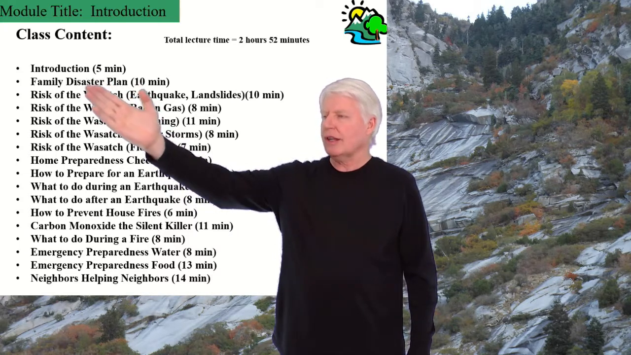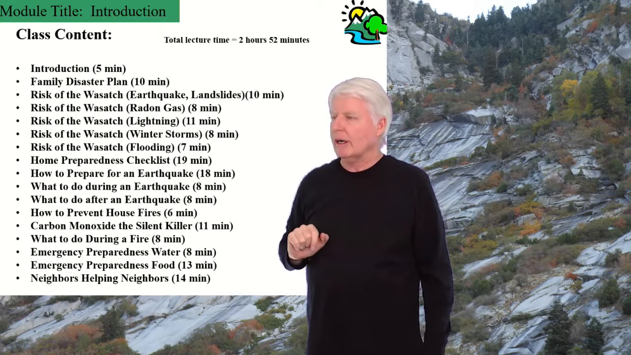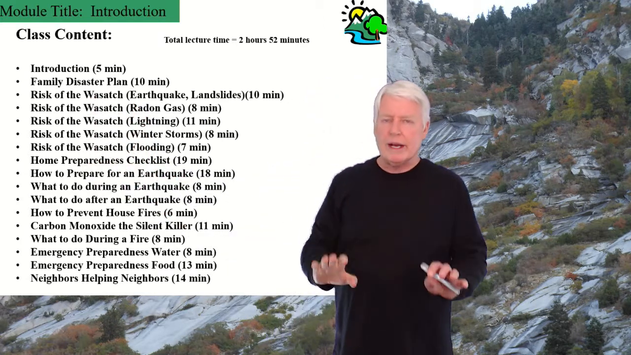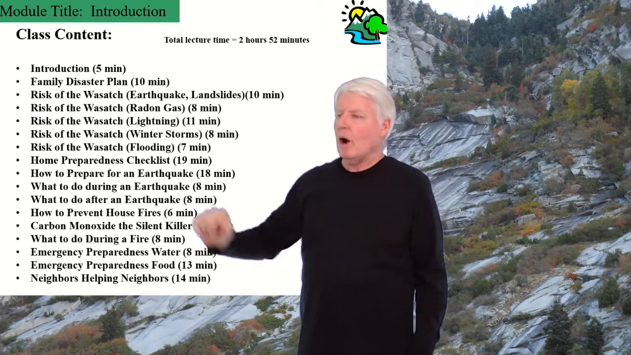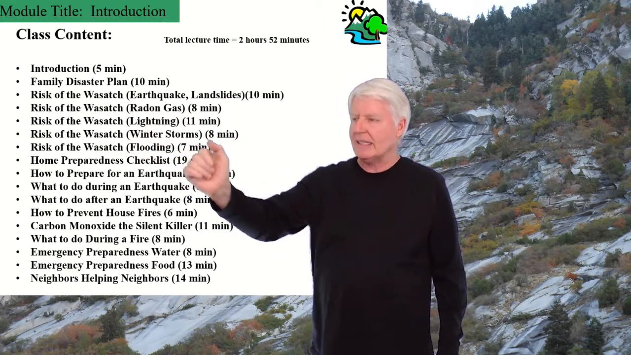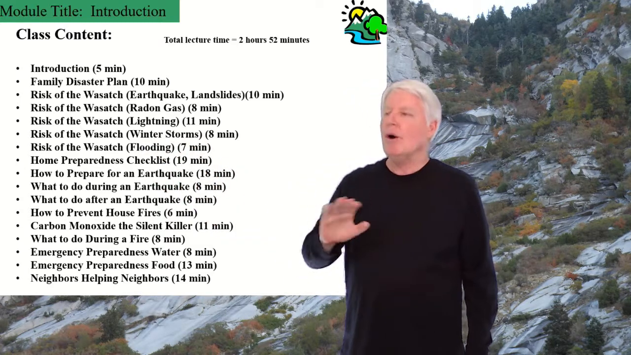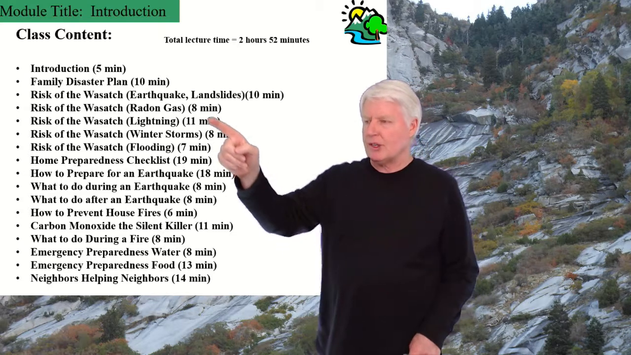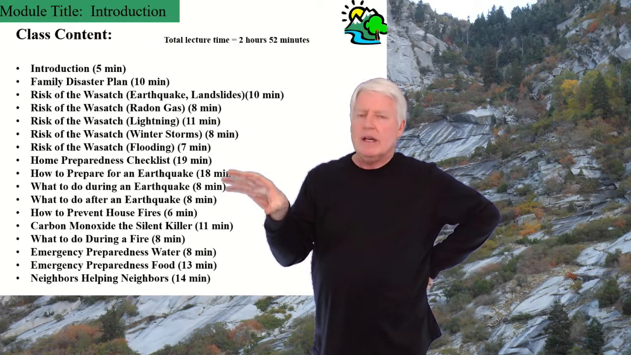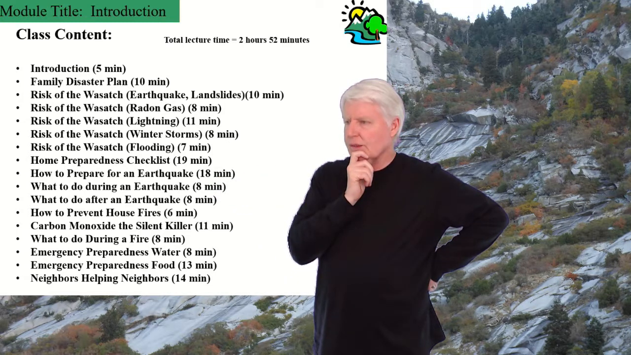There's the introduction. Then we'll go over a family disaster plan as defined by the American Red Cross. Then we'll go over all these risks. There's certain risks by where you live, and along the Wasatch Front, we're going to look at earthquakes and landslides, radon gas, lightning, winter storms, flooding. Okay, we're going to go over all those. As you see, they're pretty short, but we're going to go over them to where you understand what the risk is and a few ideas of how you can reduce the severity of those.